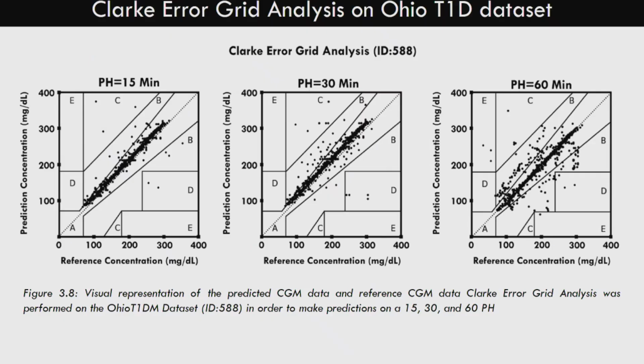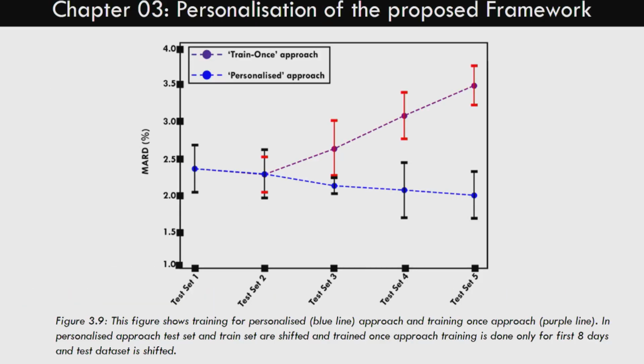This is the Clark grid error. If you look at it, you see some of the points are in C and D also, but most of them are in region A, and as you increase the forecasting horizon, naturally you get more points outside. So, there is some risk, but of course there is a limit to how many points you can tolerate. Ideally, you want 90 to 95% of points within the A and B regions.